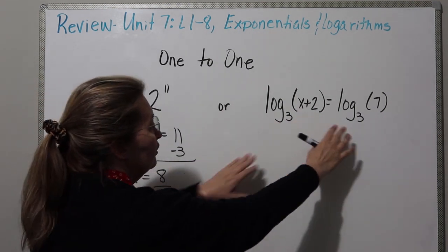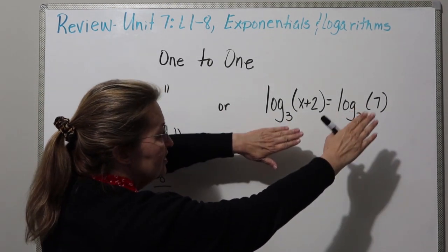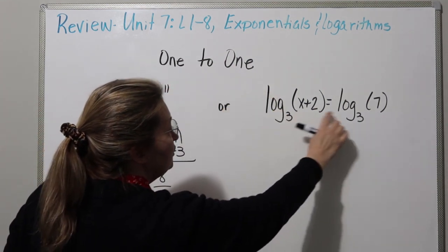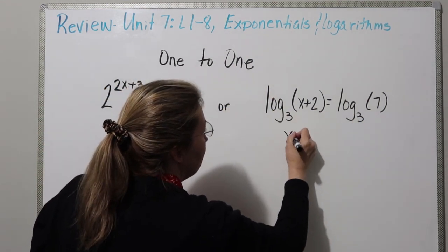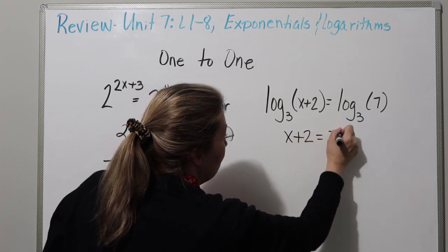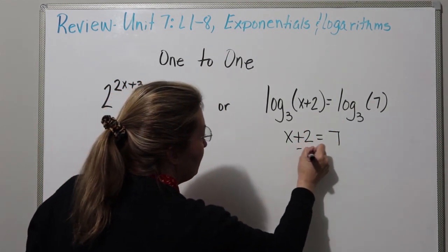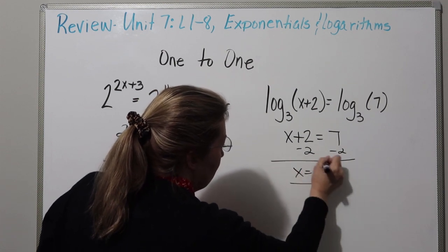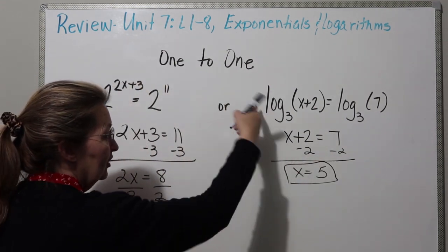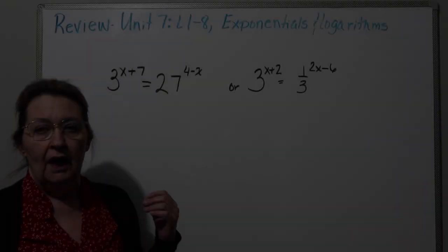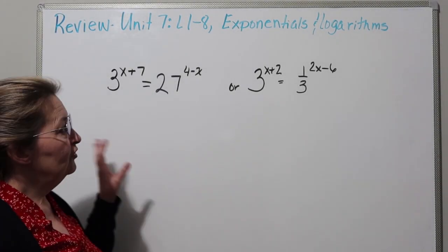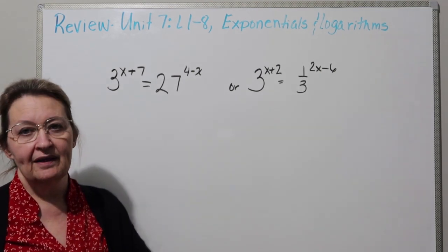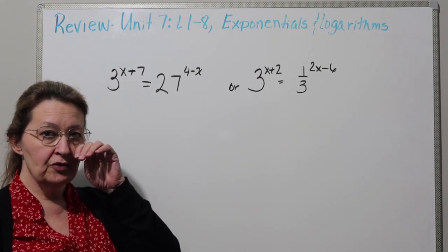Alright, same thing over here. If your logs match and you have single logs on each side, 1 to 1, you can just take your argument and set them equal to each other. Solve whatever the resulting equation is. So we'd have x equals 5. You could also check that. And 1 to 1 was super if you had 1 to 1. But if you didn't, then you had to create that. And that's where it started getting trickier.